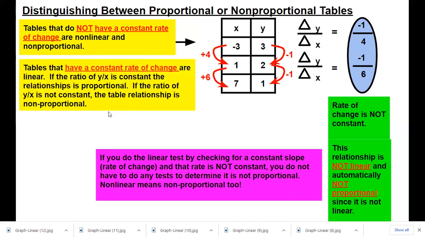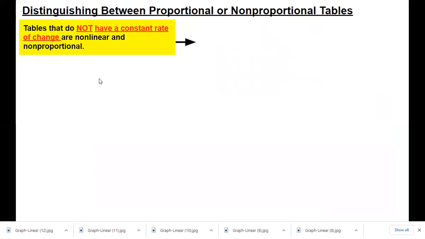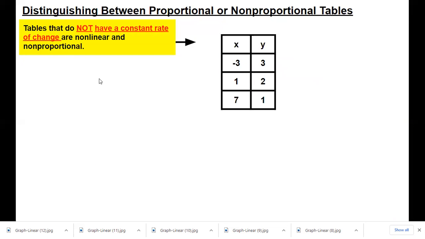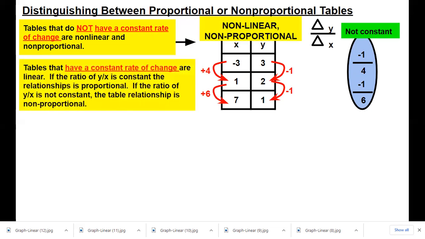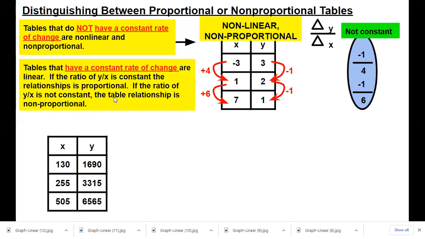Tables that have a constant rate of change are linear. If the ratio of y over x is constant, the relationship is proportional. If the ratio of y over x is not constant, the table relationship is non-proportional. So let's see the next page for something like that. Okay, this was the table we just did. We decided that one was not constant, nonlinear, non-proportional. Okay, now let's look at the other kind. Here's another table at the bottom left here.